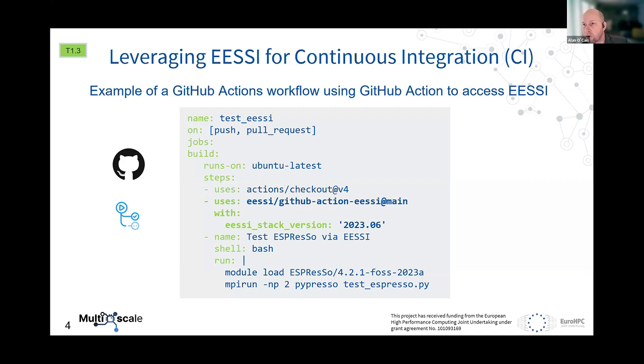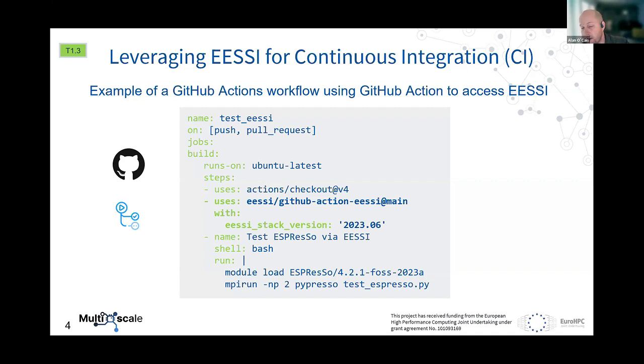But then if you want to stick with an older version for whatever reason, you can do that. So this is just a test that tests ESPResSo by EC. You need to tell it that it's using a bash shell, because we use some tricks inside the GitHub action to make sure that everything works.